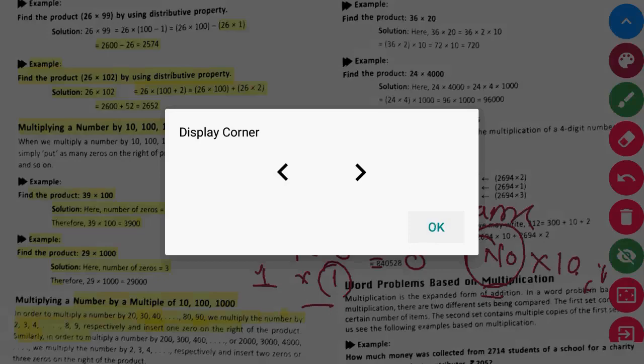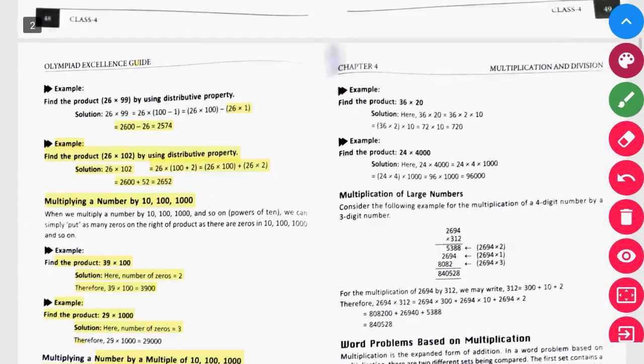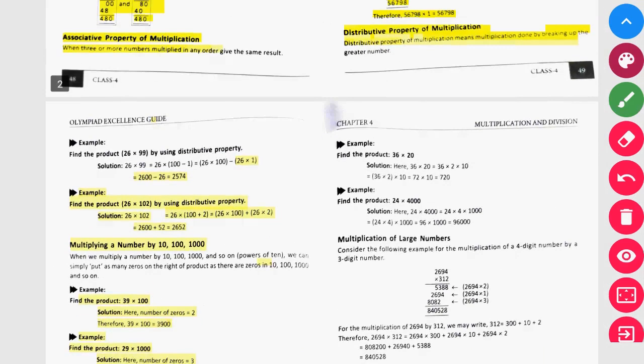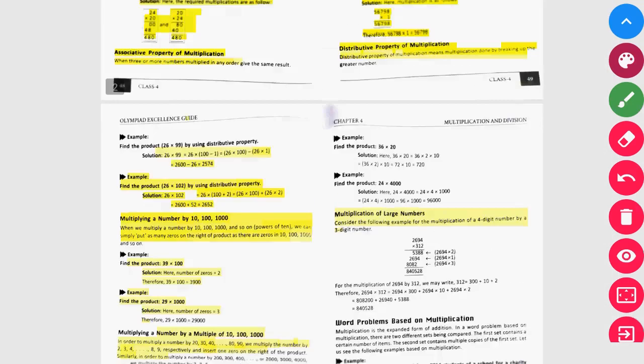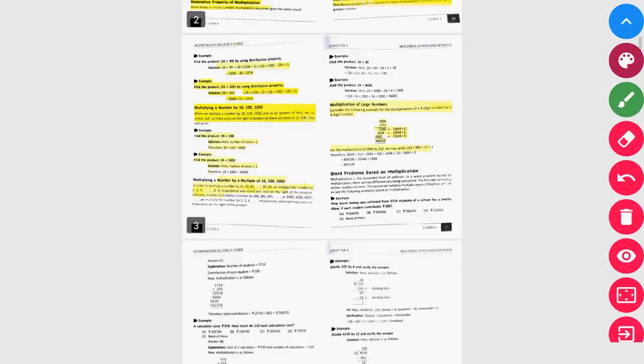Okay, now the next, we also learn about the distributive property, in which we simplify or break our problem into smaller numbers which can be easily multiplied, and then we solve the problems. Okay, now the next one is multiplication of large numbers, that is, 4-digit and 2-digit numbers are multiplied. Okay, now word problems based on multiplication we will look at while we solve the practice exercise.